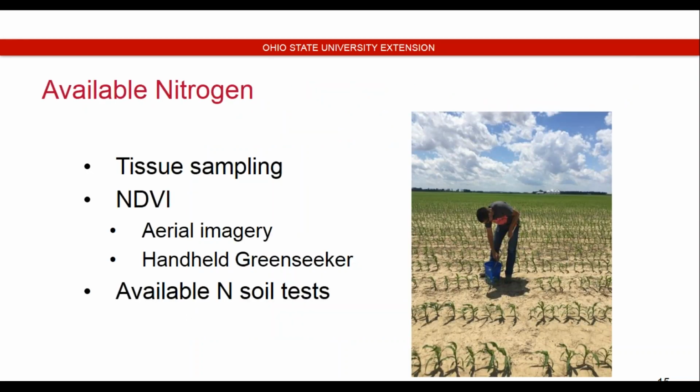So in order to try to track this through our research, we're looking at several things. The first is what nitrogen is available. And we've tried to estimate that through tissue sampling, NDVI, so normalized difference vegetative index, and we've used for that both aerial imagery and a handheld GreenSeeker. And then as Emerson was referring to those available nitrogen tests, we've also done those 12-inch cores.